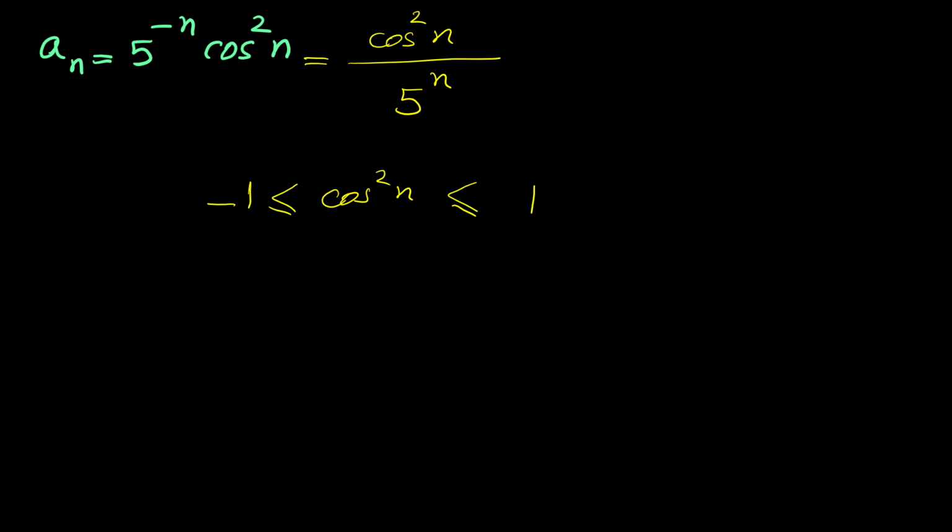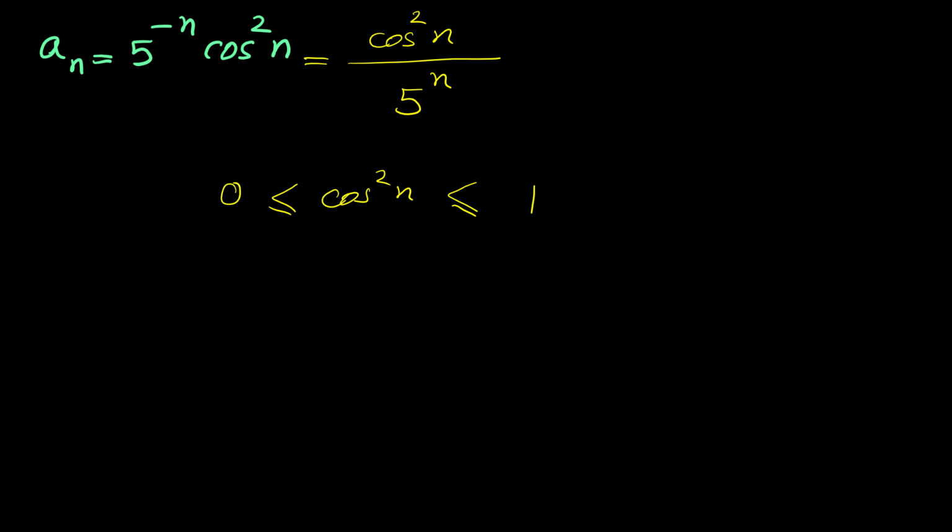So here, it's not really necessary, but it's a better idea to put 0 here. Why? Because cosine to the 2 is always positive, greater than or equal to 0. So instead of writing that cosine to the 2 is between negative 1 and 1, it's better to write between 0 and 1. Is it wrong to write between negative 1 and 1? No, it's not wrong, and you can continue and you are going to get the answer. But this is a better way.